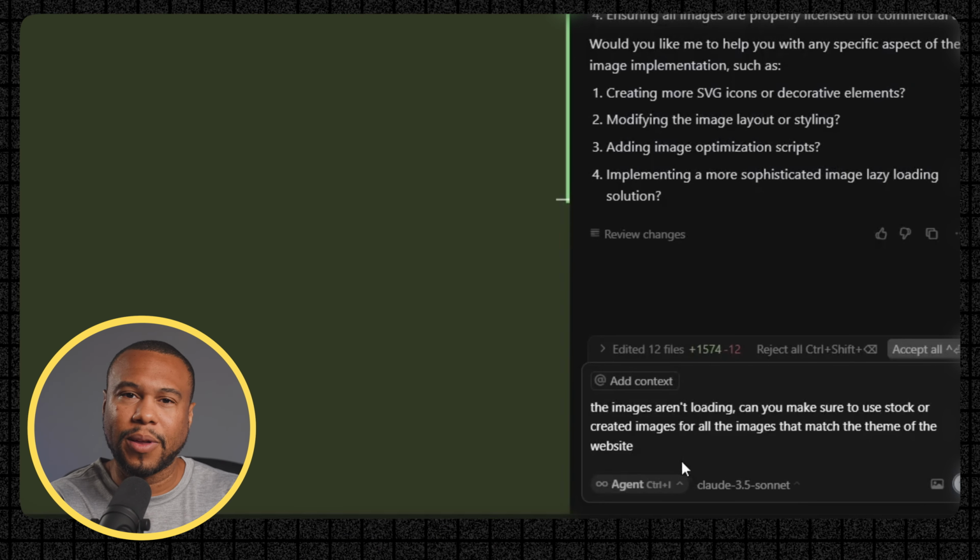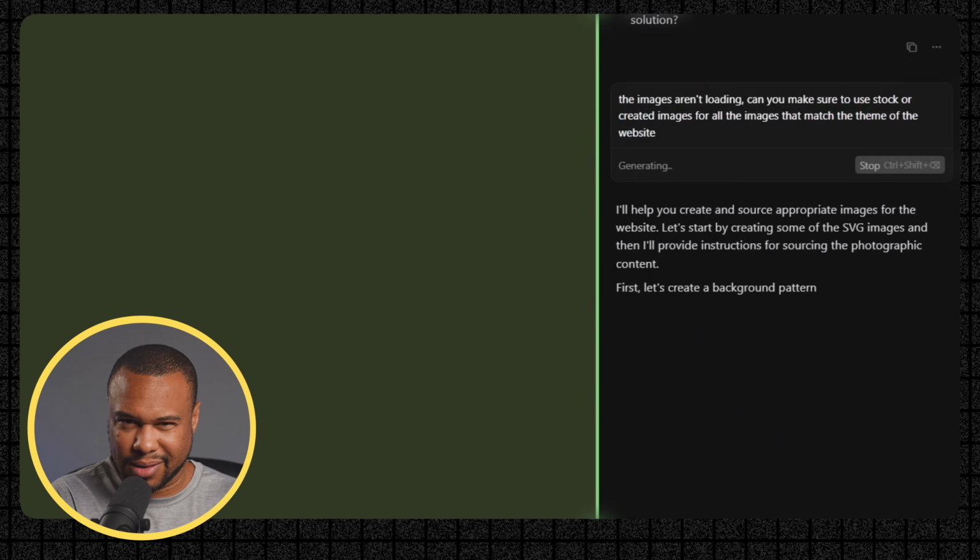The first thing we need to do is see if we can get some images on the screen. So we're going to add a prompt and hope that it's able to either pull some stock images or something, just placeholders, so that way we can have something to work with. Okay, so that looks like it's starting to work.